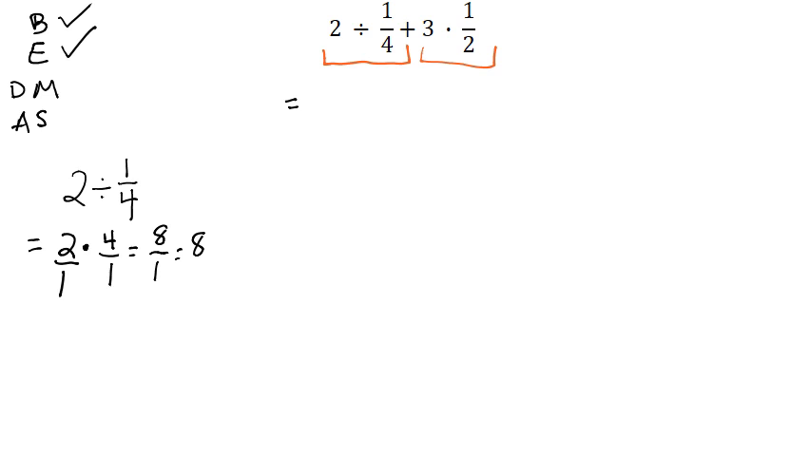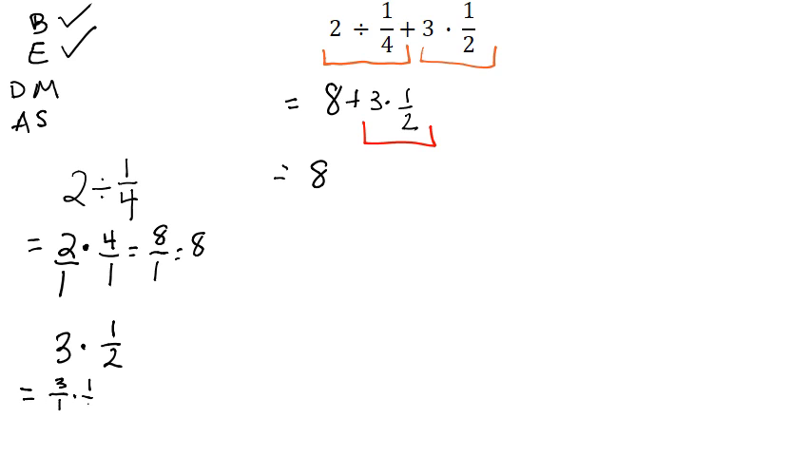So the first thing I'm going to do is, instead of writing 2 divided by 1/4, I'm going to write 8 plus 3 times 1/2. Now I go back to my order of operations. I'm looking for more division or multiplication. I see more right here, so then I do that next. This is 8, and I need to do 3 times 1/2. Well, I'll rewrite 3 as a fraction over 1. 3/1 times 1/2.